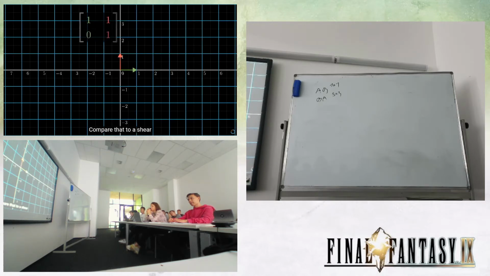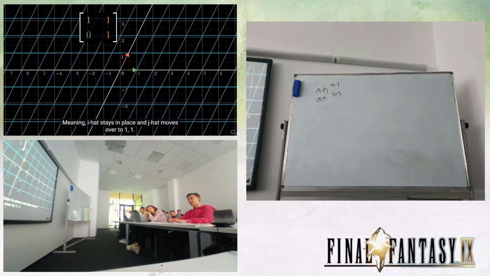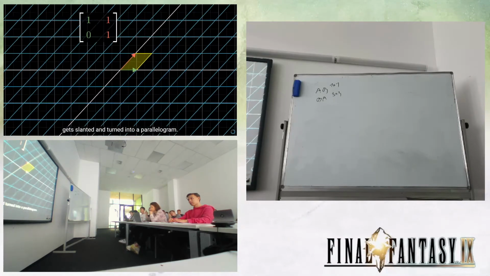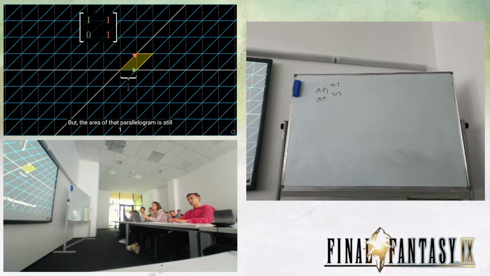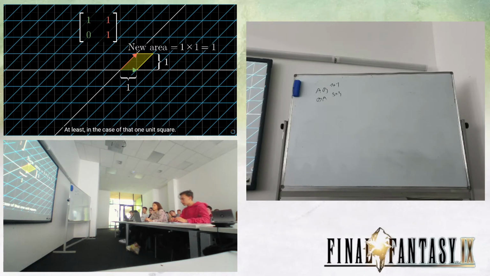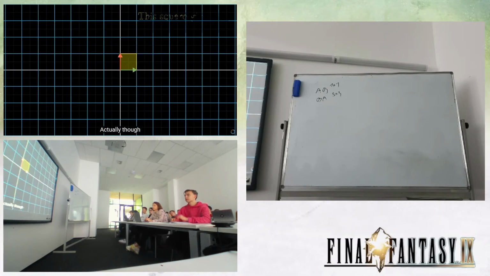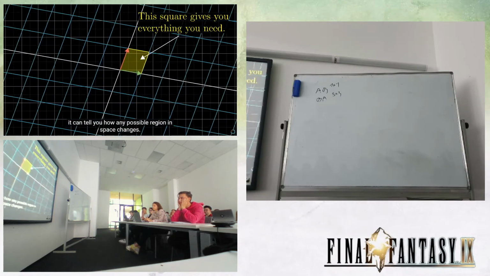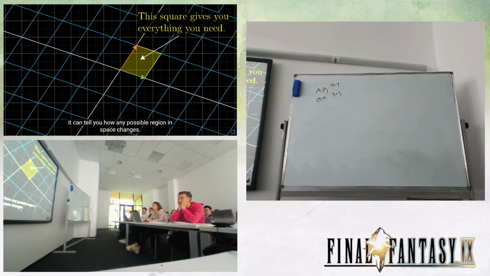Compare that to a shear, whose matrix has columns 1, 0 and 1, 1, meaning i hat stays in place and j hat moves over to 1, 1. That same unit square, determined by i hat and j hat, gets slanted and turned into a parallelogram. But the area of that parallelogram is still 1, since its base and height each continue to have length 1. So even though this transformation smushes things about, it seems to leave areas unchanged, at least in the case of that 1 unit square. Actually though, if you know how much the area of that one single unit square changes, it can tell you how the area of any possible region in space changes.